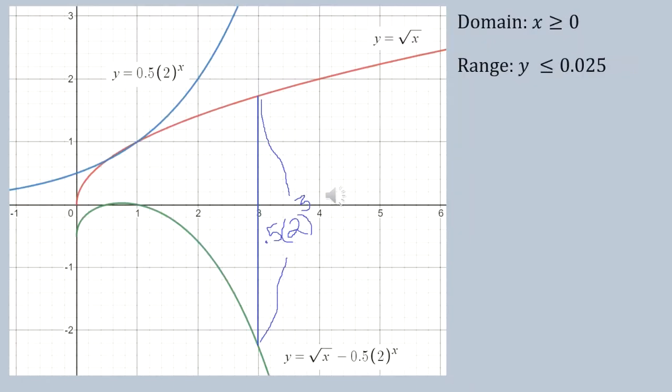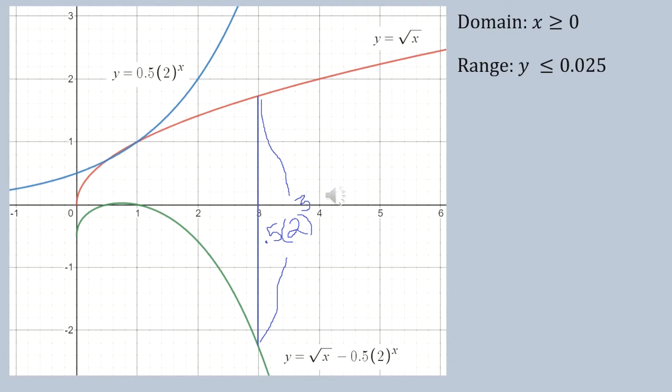Here we're showing the result of taking the square root of x and subtracting 0.5 times 2 to the x. Notice that at x equals 3, the value of the resulting function has a difference of 0.5 times 2 to the 3rd from the square root function. So I've shifted the square root function down by the value of the exponential function.